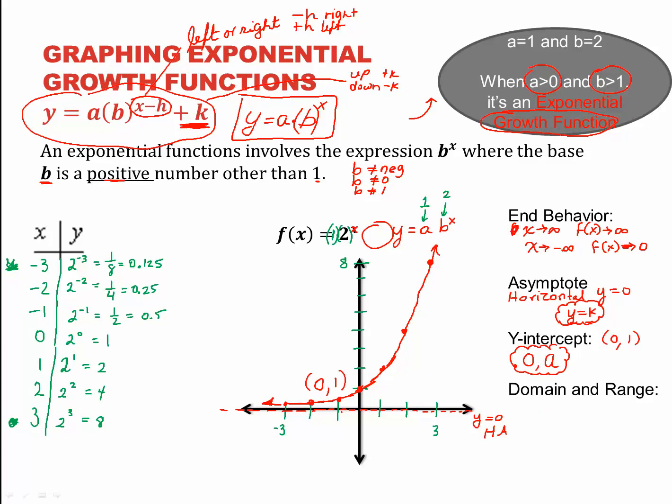The domain, it seems that whenever x is negative, the function exists, and whenever x is positive, the function exists. So the domain is all reals. But the range, the function only exists when y is positive. In fact, when y is greater than 0. So your range is going to be y is greater than 0, because the function doesn't exist down here.